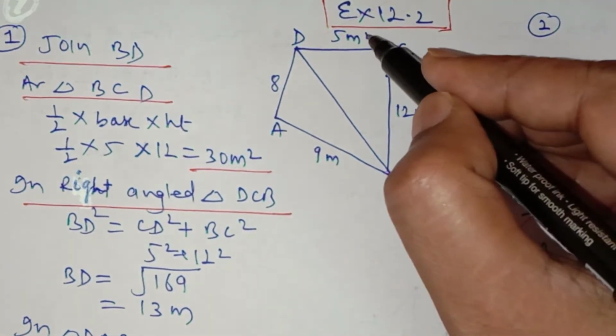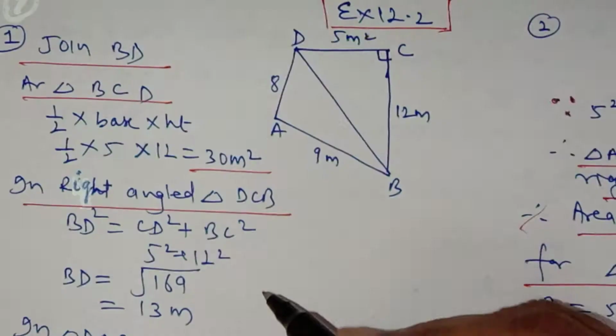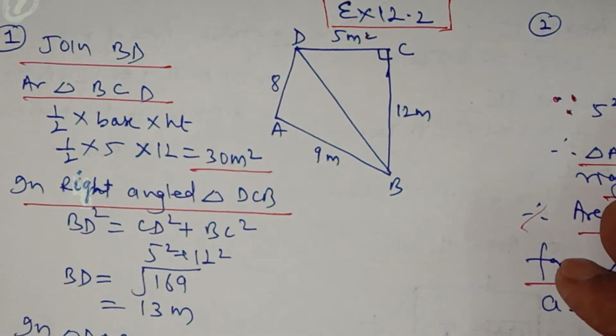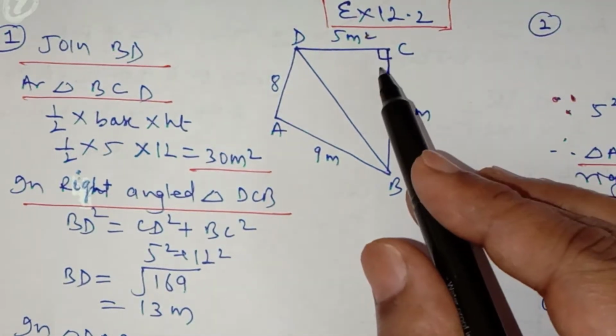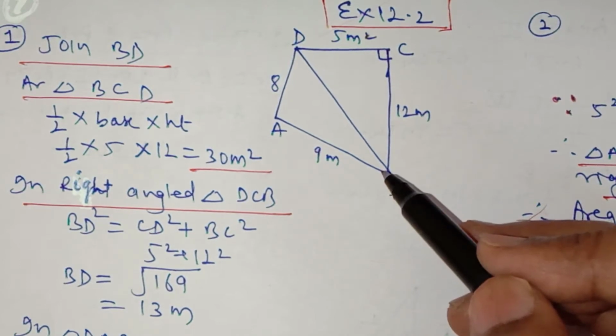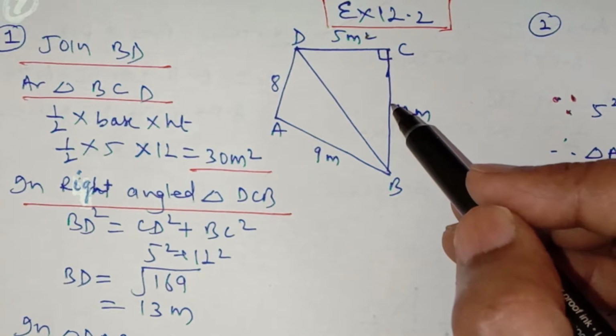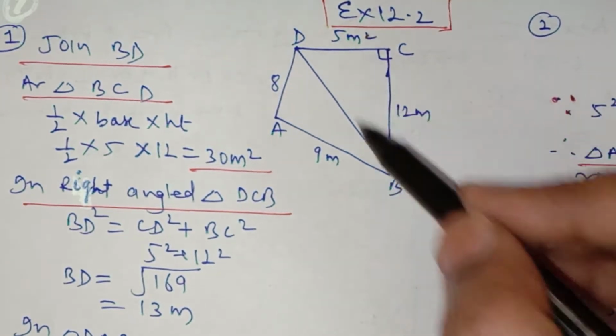The side AD is given as 8 meters. You have to find the area of this quadrilateral. So it is given that CD is perpendicular to BC. This is the main thing. You read the question from your book. Now how do you find the area of this quadrilateral? You join the diagonal BD.